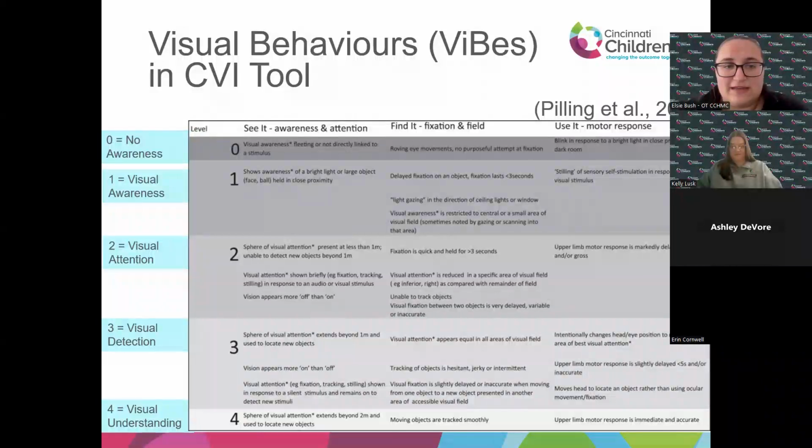So all the way from a 0 level up top, that would be no visual awareness or no awareness of the object, going up to visual awareness at level 1. At level 2, the child is showing visual attention. At 3, the child is showing visual detection. And at 4, the child is showing visual understanding. So it does show that progression of how they're interacting.